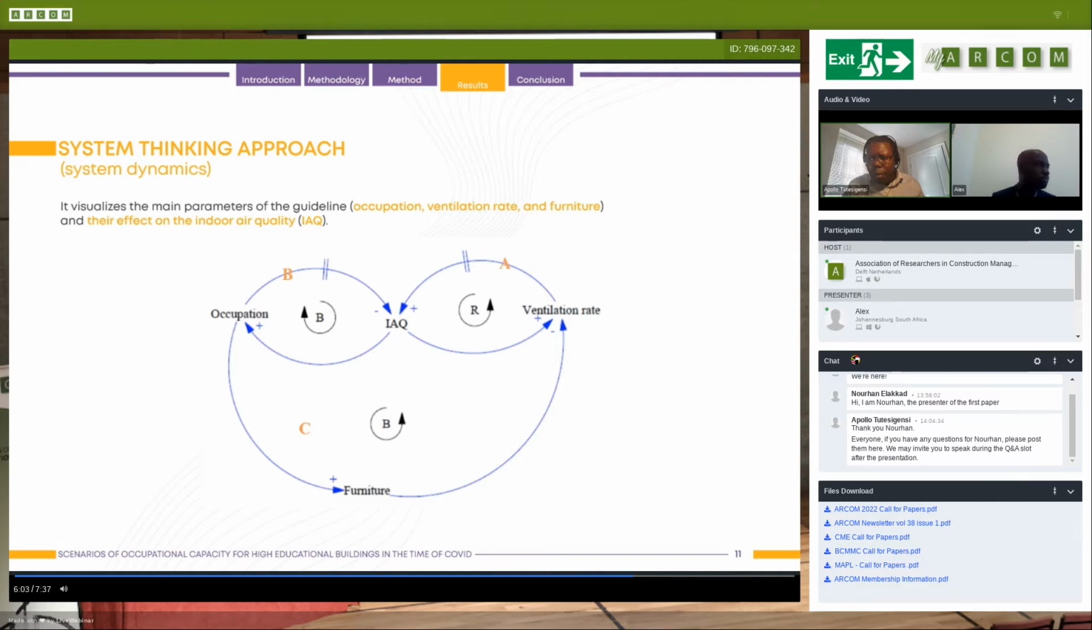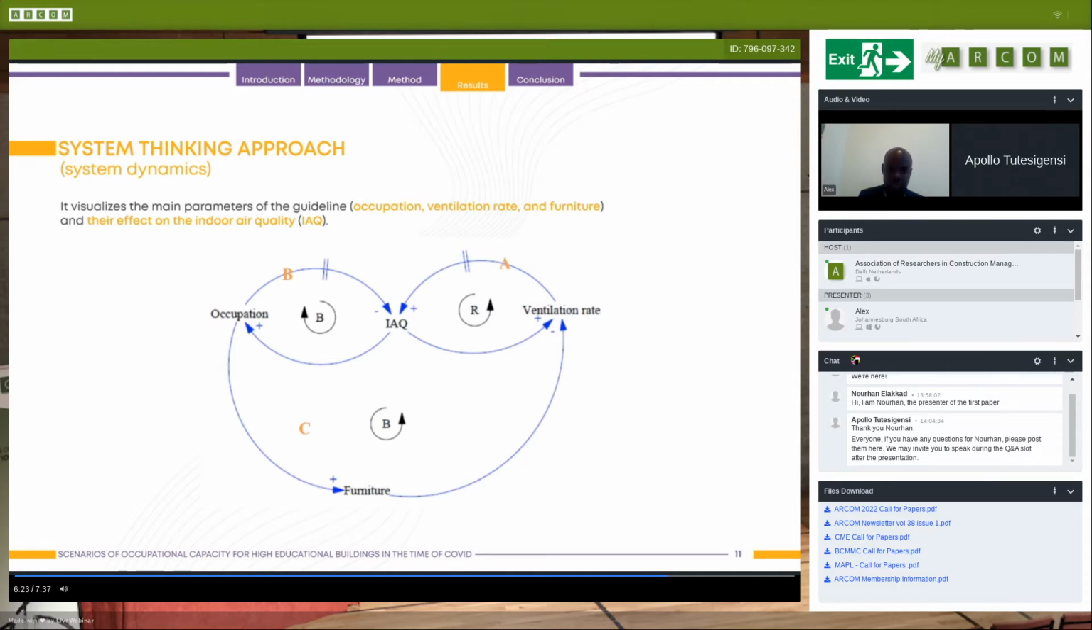In the diagram, in loop A, starting with indoor air quality, if it increases inside the space, the ventilation rate increases. By the time ventilation increases, the indoor air quality increases. This loop is a reinforcing loop.